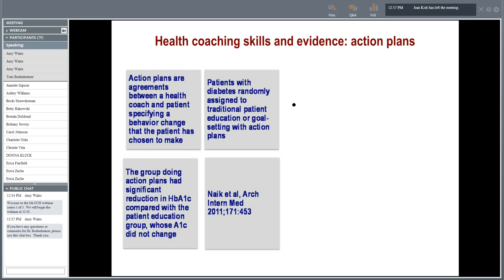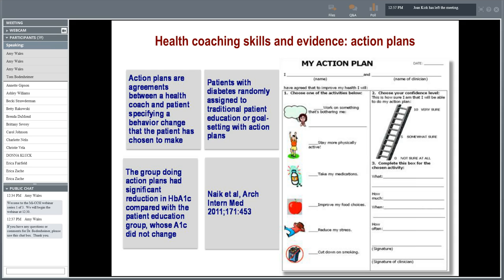And there was also a very nice randomized controlled trial in which they compared patients who had traditional patient education to patients who were engaged in setting goals and making action plans. And the people who set goals and made action plans had better A1C than the people who had traditional patient education whose A1C did not change. So we do a lot of work with people who do action plans.